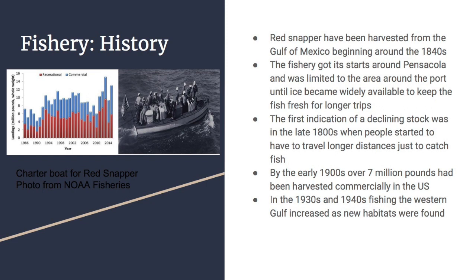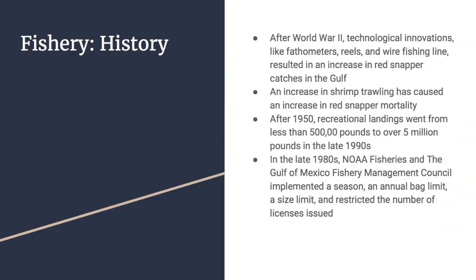By the early 1900s, over 7 million pounds had been harvested commercially in the U.S. In the 1930s and 40s, fishing in the western Gulf of Mexico increased as new habitats were found, such as rocky ledges and reefs. After World War II, technological innovations like fathometers, reels, and wire fishing line resulted in an increase in red snapper catches in the Gulf. An increase in shrimp trawling has caused an increase in red snapper mortality because a lot of the juveniles are caught in trawls as bycatch.